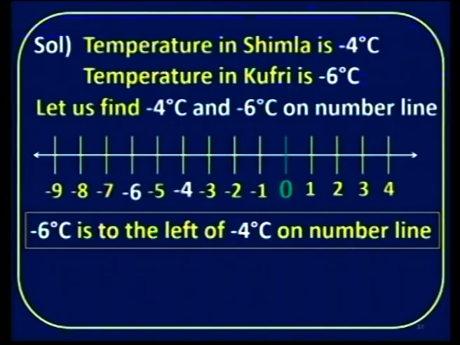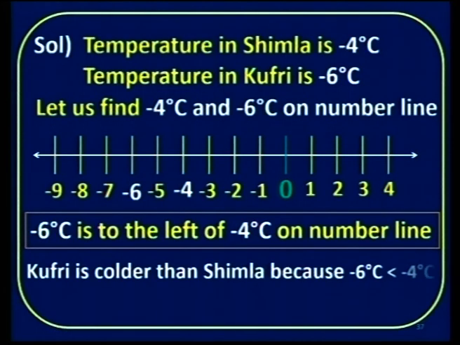Okay children, now which one is smallest here? Minus 6 degrees centigrade is to the left side of minus 4 degrees centigrade on the number line. So I can say that minus 6 degrees centigrade is less than minus 4 degrees centigrade. So Kufri is colder than Shimla. Why? Because minus 6 degrees centigrade is less than minus 4 degrees centigrade. This is the reason to say that Kufri is colder than Shimla.